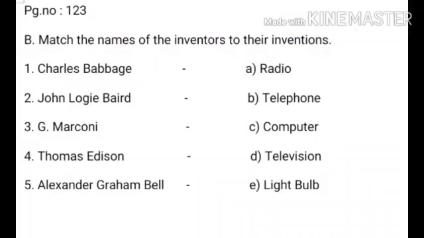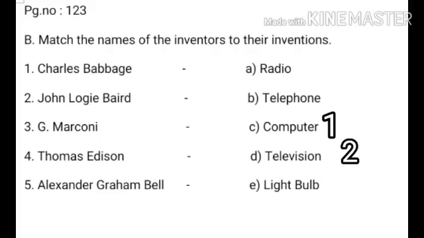B. Match the names of the inventors to their inventions. Question number 1. Charles Babbage. The answer is computer. Second, John Logie Baird. The answer is television.